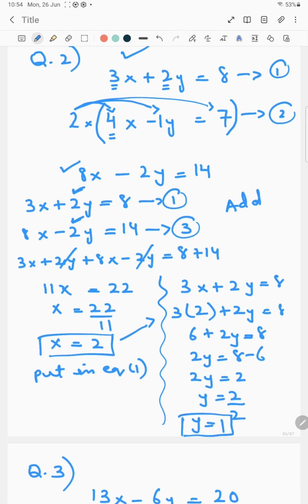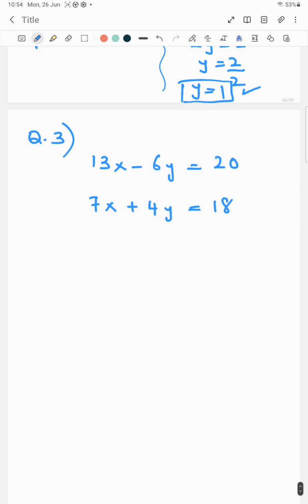So see, now you have both the values. The value of x is 2 and the value of y is 1. So you remember this thing, in every simultaneous equation question, we have to find the value of x as well as we have to find the value of y.